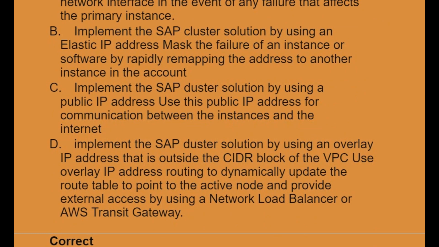Option D. Implement the SAP cluster solution by using an overlay IP address that is outside the CIDR block of the VPC. Use overlay IP address routing to dynamically update the route table to point to the active node and provide external access by using a Network Load Balancer or AWS Transit Gateway.